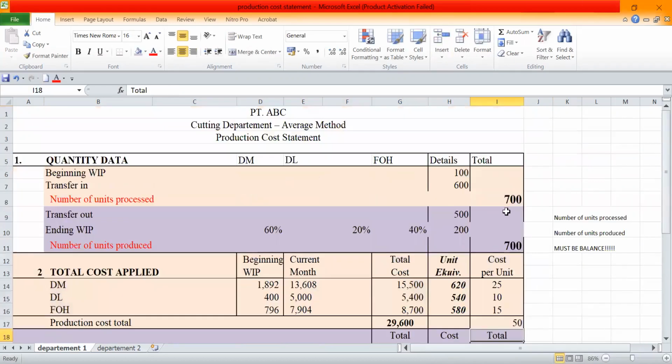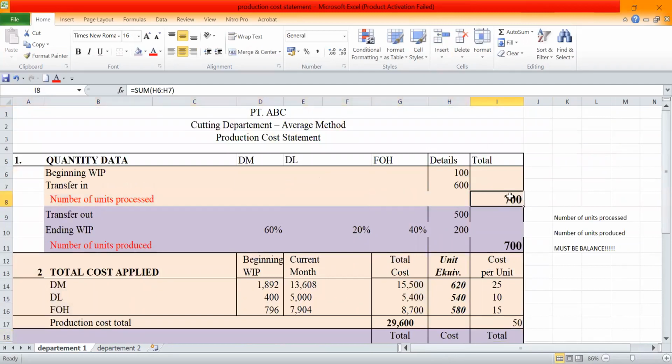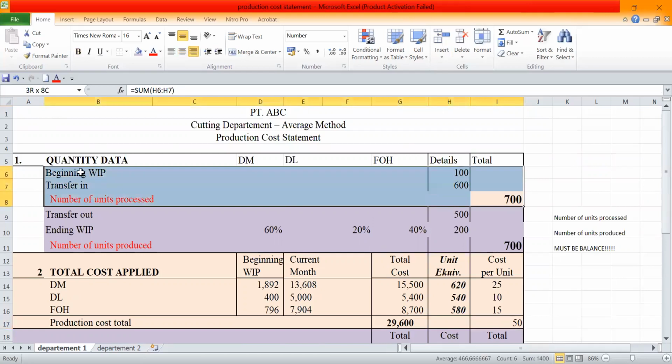So guys, this number, the number of units processed, is about 700 units in here. The total cost applied for the 700 units is this number, with the production cost per unit being this number. Okay, so we finished talking about the rupiah or the dollar amount of the orange part in here.